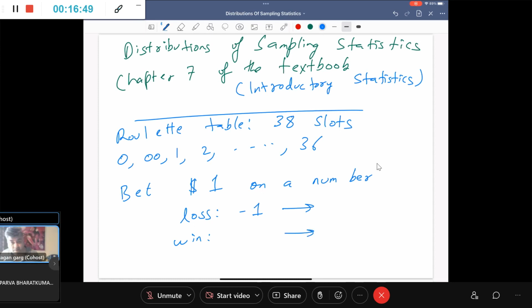The loss is obvious: you put $1 in. If your number doesn't come in, then you lose $1. What is the probability of you losing? 37 by 38? Yes. If you are choosing one number and that number is not coming out of 38 numbers, there are 37 which are unfavorable to you. So the probability of losing is 37 by 38. What do you win? Anybody knows? If suppose your number comes, then how much do you win?